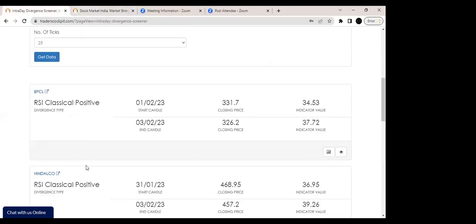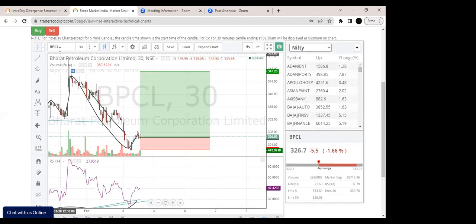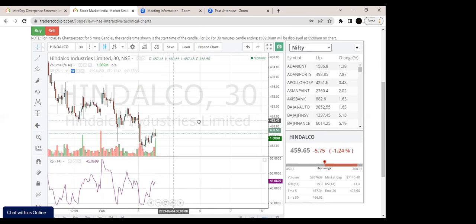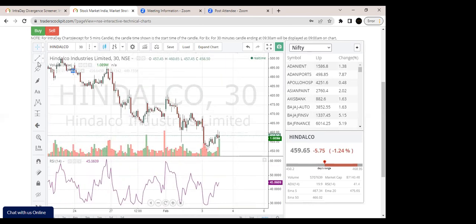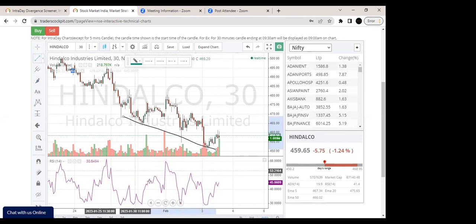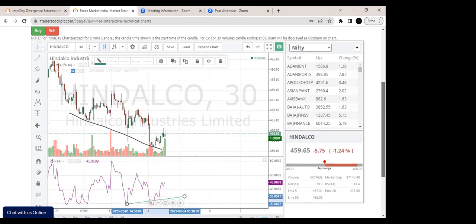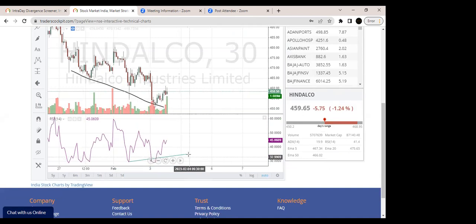In the same way, you can see Hindalco is also one more stock where the same condition is happening. I'm choosing Hindalco as an RSI divergence setup. So Hindalco, as you guys can see, the price is making lower lows like this, and RSI is making higher highs. So this is what we call an RSI divergence trading setup.